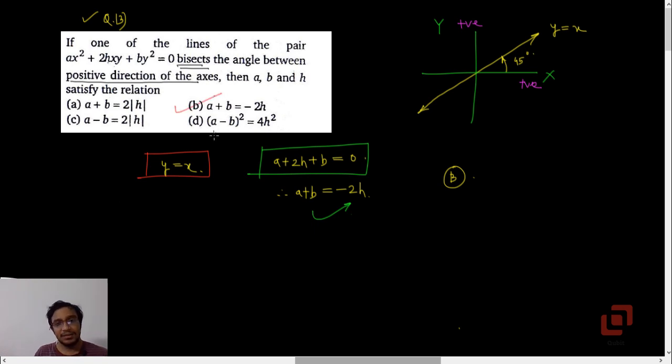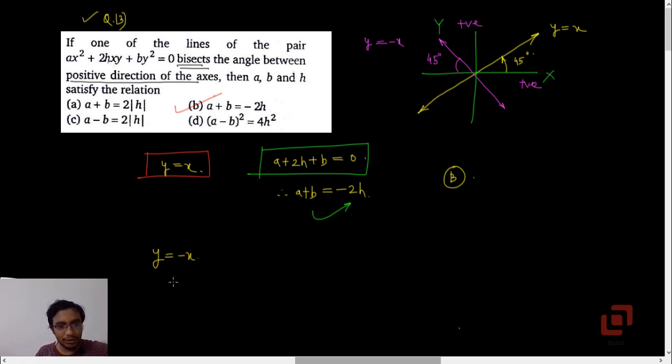See, now don't consider y equal to minus x, because although it is bisecting the angle between the axes, it's not bisecting the angle between positive direction of the axis. Let me show it in the pink color. This is the line y equal to minus x. Now this also bisects the angle, but here it bisects the angle between a negative direction and a positive direction. So that is not what we want.